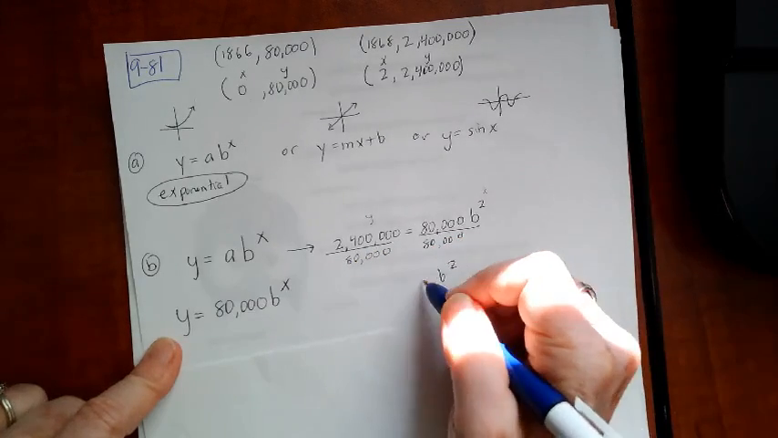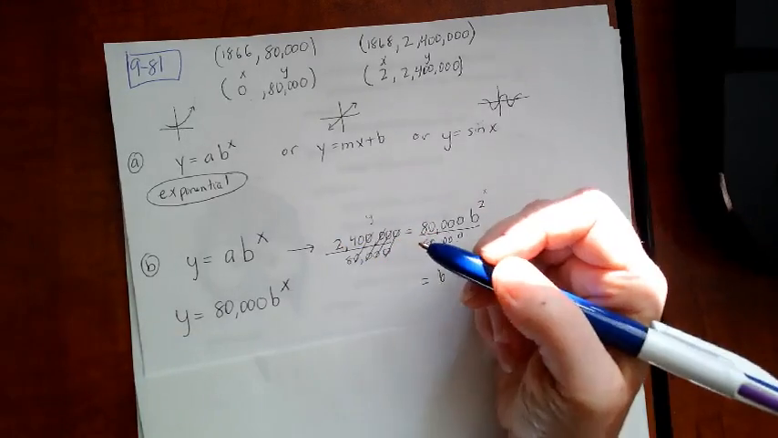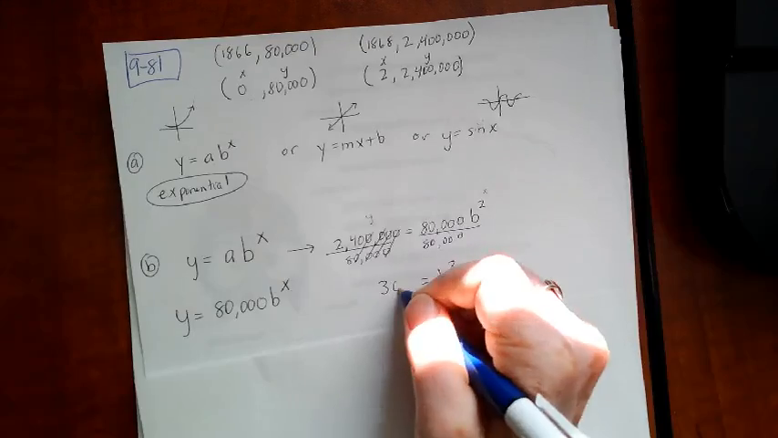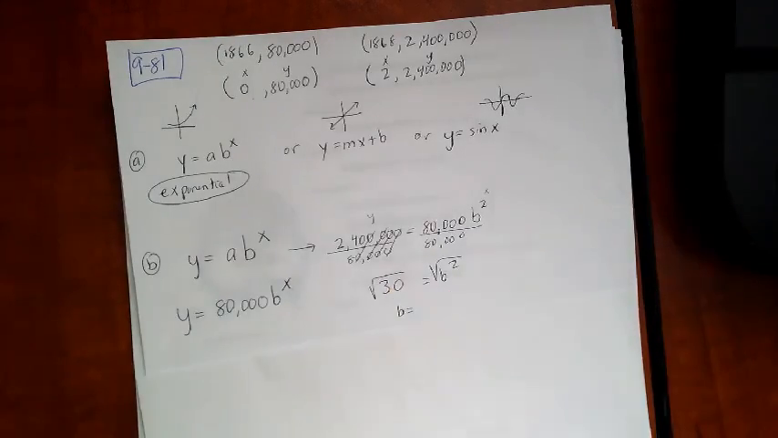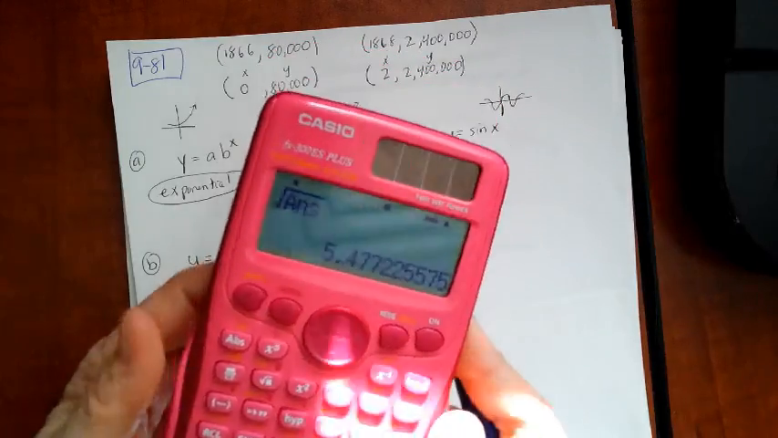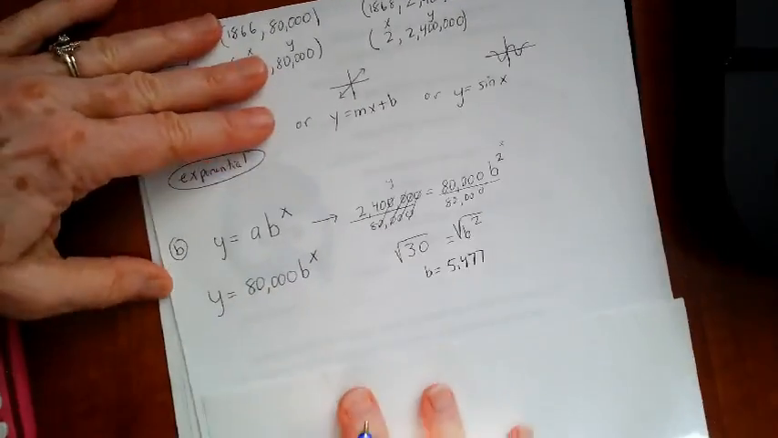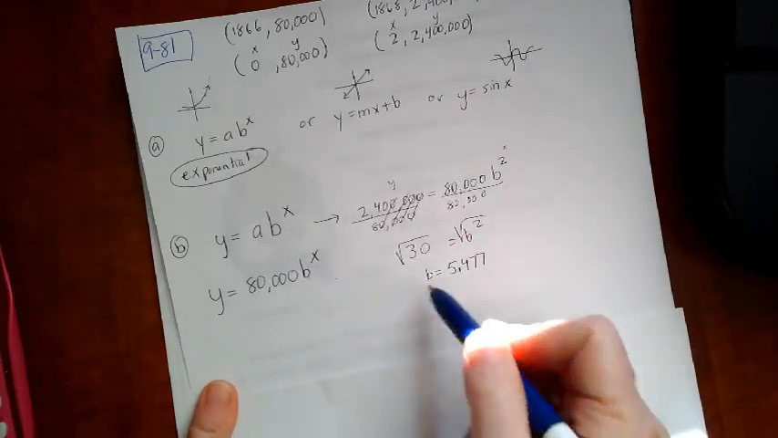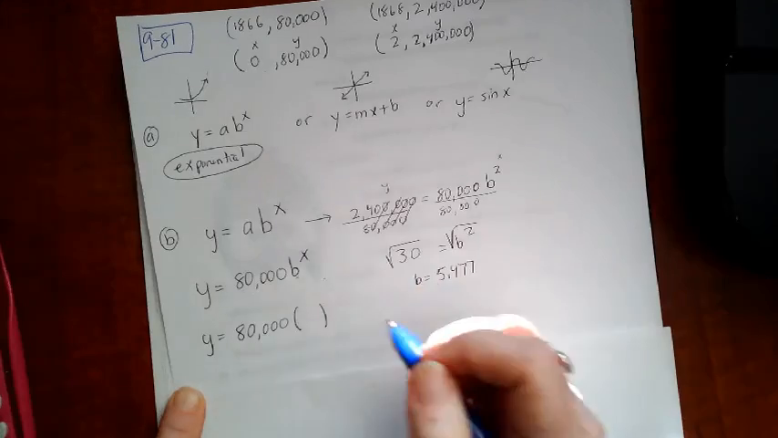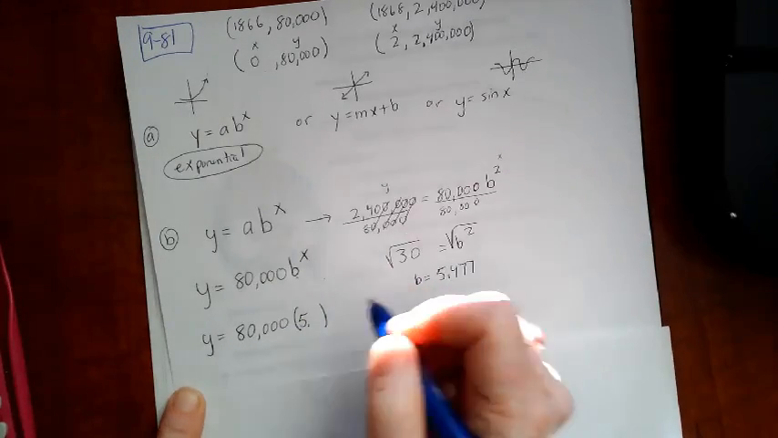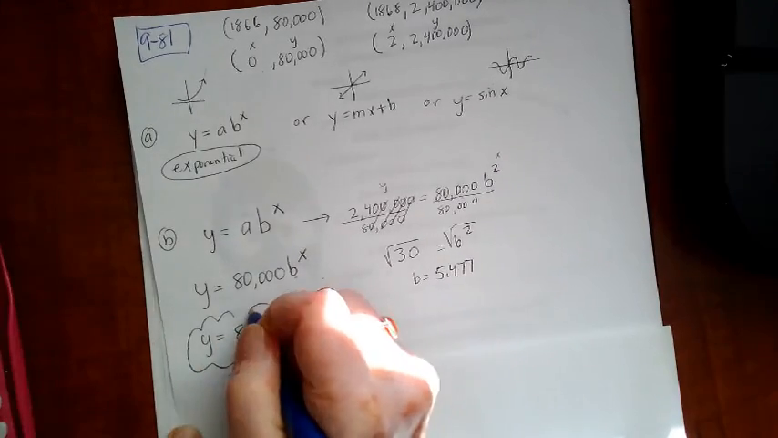So b squared is going to be, well, I can get rid of some of these zeros. 240 divided by 8. Well, 8 times 3 is 24, so 8 times 30 would be 240. Square root both sides, and so b is going to equal the square root of 30. I put it in my calculator, and the square root of 30 is 5.477-ish. So now I'm going to write my new model, because I had to do this work to find out what b was. y equals my starting amount, 80,000, times the growth factor, they're growing pretty fast, to the x. This is my exponential model that models the growth of the rabbits.